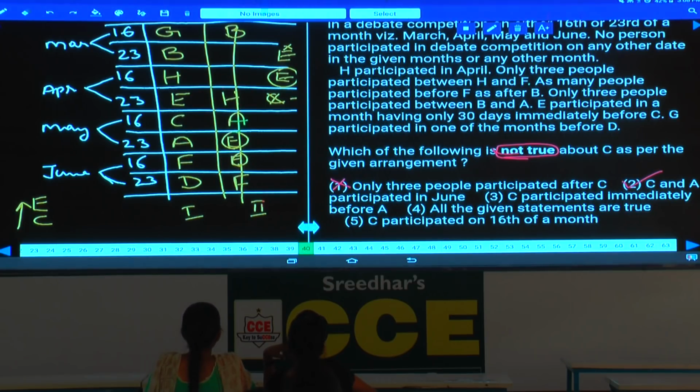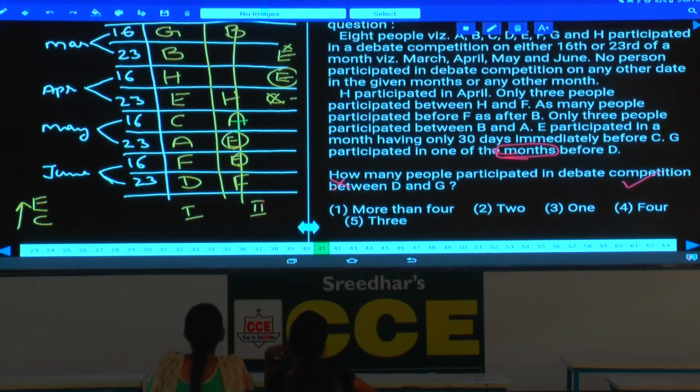Next one, question number 41. In this question, how many people participated in the debate competition between D and G? Tell me how many people are in between D and G? 1, 2, 3, 4, 5, 6. There are 6 persons in between D and G. That is more than 4. That is choice 1.